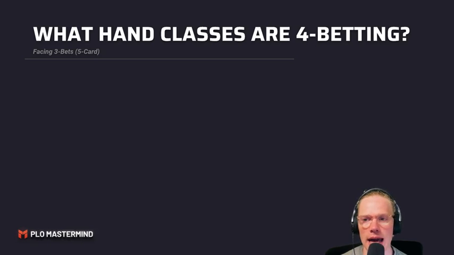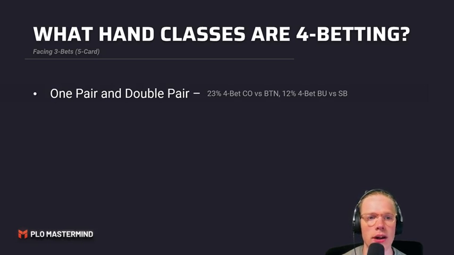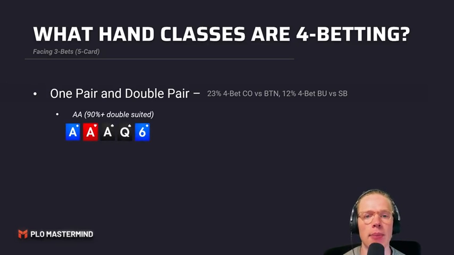If we look at what hand classes are 4-betting from our 1-pair and double paired, you can see that we're 4-betting at a lot higher frequency. And one thing, obviously, is that these are going to be hands like Ace-Ace for the most part, but not all of our Ace-Ace are going to be 4-betting. In a button versus cutoff or a button versus small blind scenario, Ace-Ace is only 4-betting around 90% of the time when it is double suited. And then single suited is going to go down a fair amount.